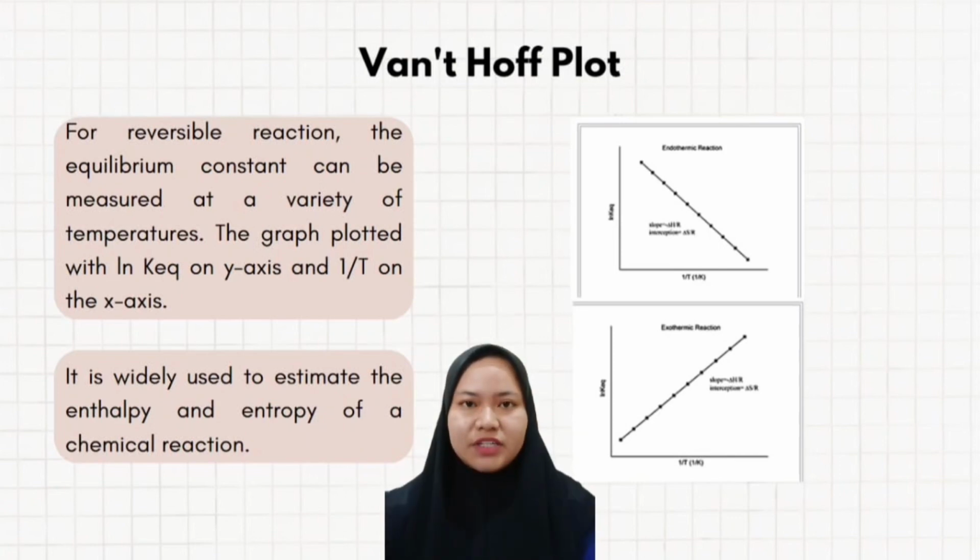For an exothermic reaction, heat is released, making the net enthalpy change negative. According to the definition, the slope equals negative delta H over R. The delta H is always lower than 0, thus the slope is greater than 0. The Van Hoff plot for an exothermic reaction always has a positive slope.